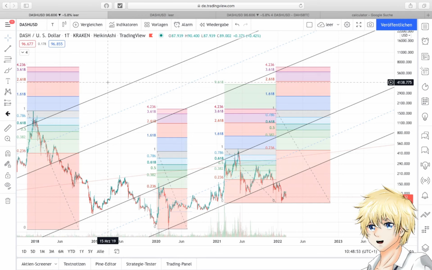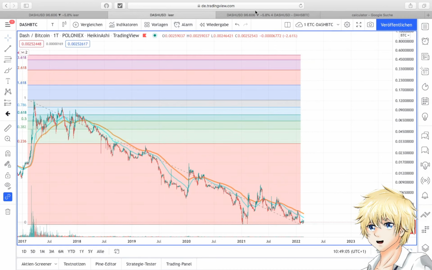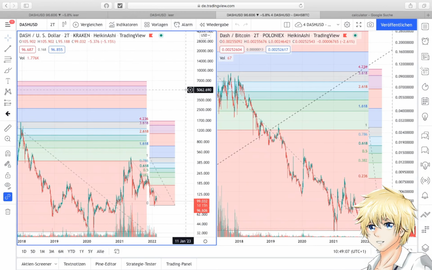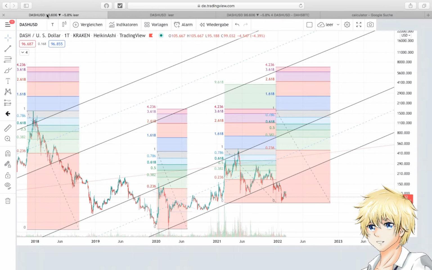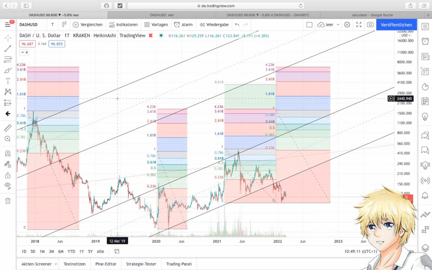I'm a big time investor in Dash, short-term investor. Based on a couple of charts, I want to find out where Dash can go. So I have a couple of charts here, the Dash dollar, the Dash Bitcoin, and a comparison chart. And I will take a look today and figure out what is a realistic target for Dash. So stay tuned.